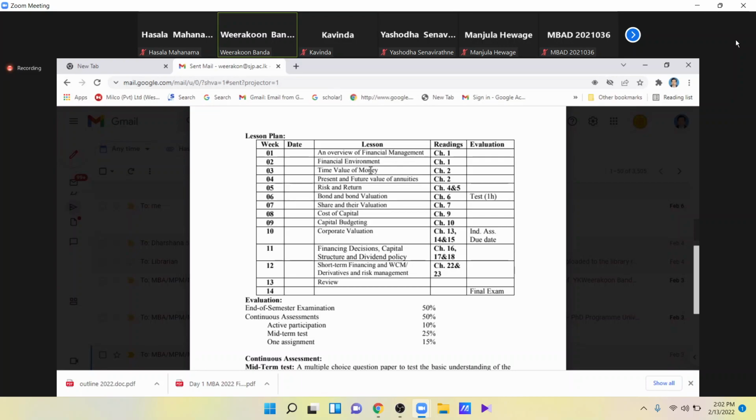Derivatives and risk management. Some instruments' values depend on the values of others. And what are their risk levels? That may relate to company instruments. Those are the tentative topics we plan to discuss during this semester. So, get some idea here.